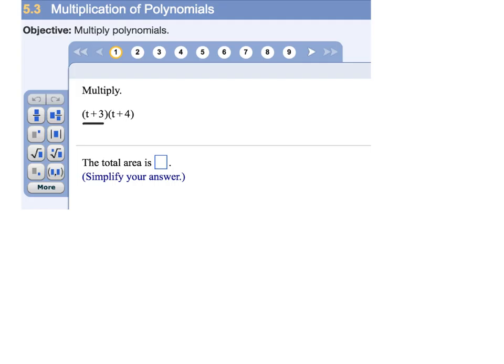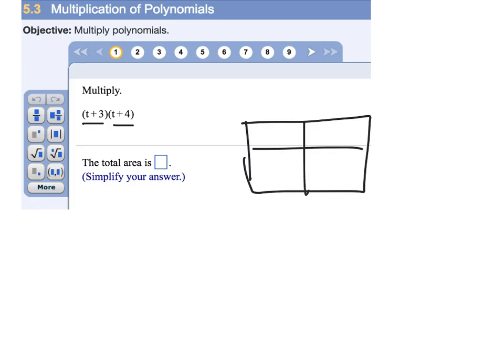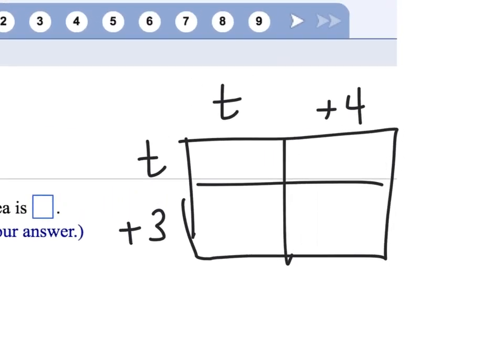When you are multiplying two polynomials, because this is a binomial, meaning there's two terms, and this is a binomial, meaning there's two terms, you're going to draw a 2 by 2 box, all right? And then on one side, you're going to put t plus 3, and on this side, you're going to do t plus 4. So now this is called the area model.